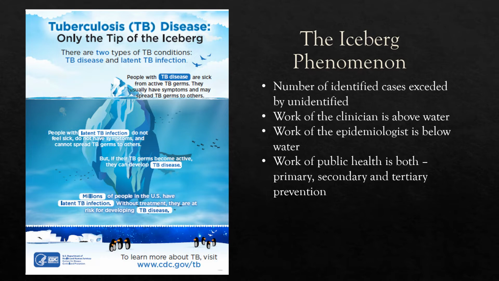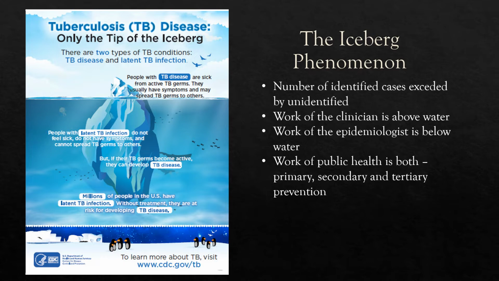cases. The work of the clinician is typically the portion that's visible, the piece of the iceberg that's above the water. The work of the epidemiologist, and I would say the work of public health in general, is largely below the water. So recognition of the folks with LTBI and getting them treatment is critical to controlling the number of people who progress to active TB.